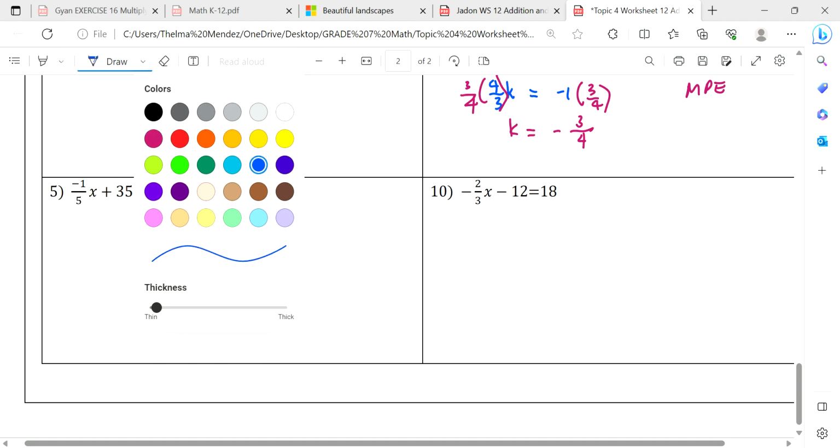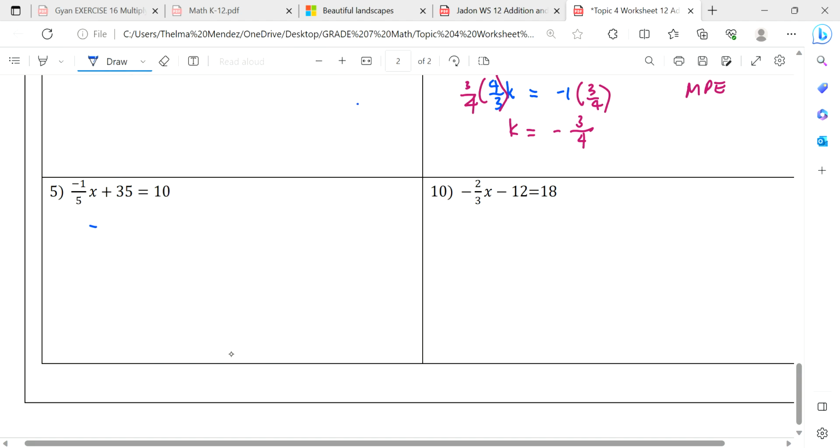So again, the first thing is APE. So we have negative 1/5 x. Adding 35 to both sides will give us 10 minus 35, which is simply negative 25. So this is by addition property of equality. Now I will just write the clear solution. So 10 minus 35 is negative 25.